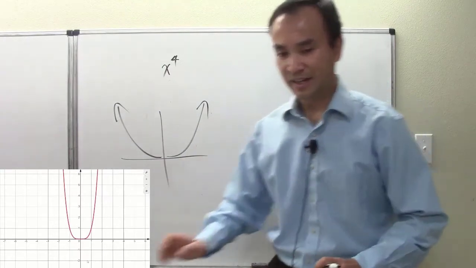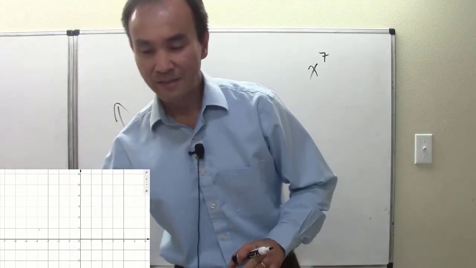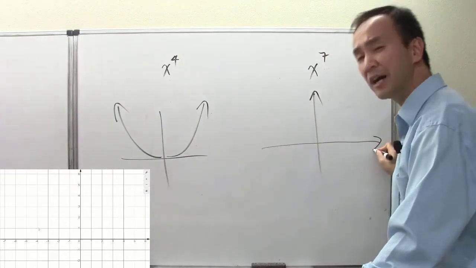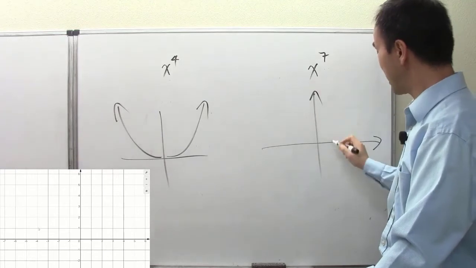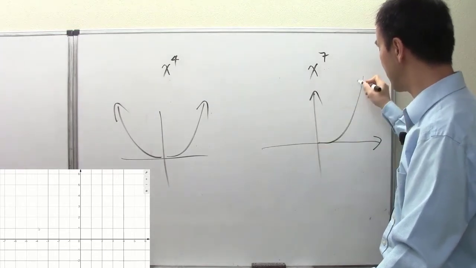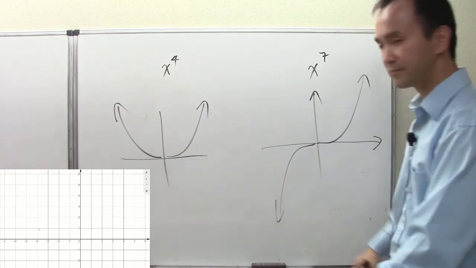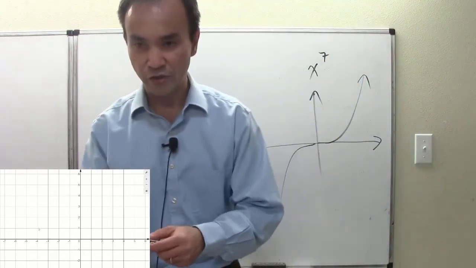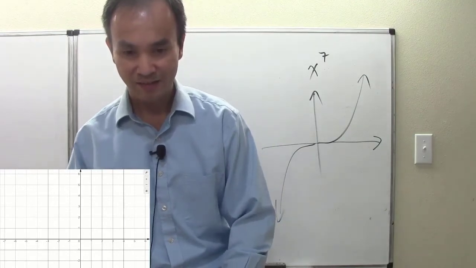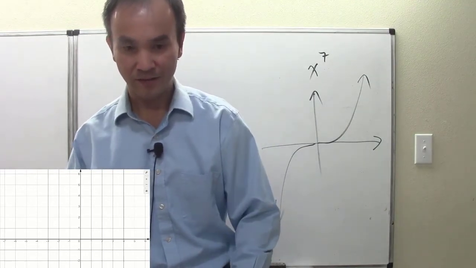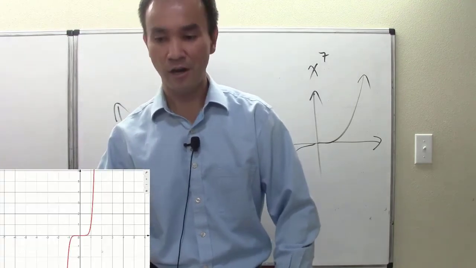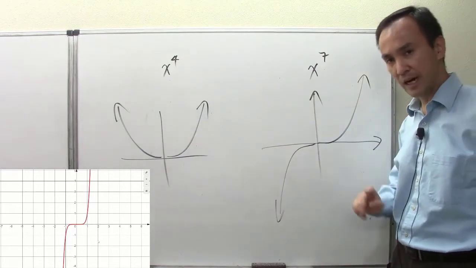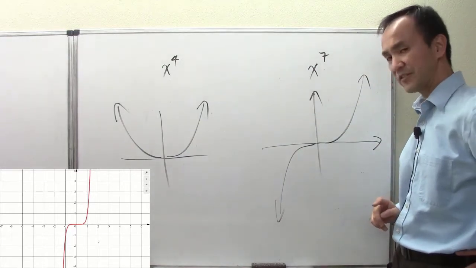All right, and now what about this odd power right here? I must be expecting in my imagination that the right end goes up and the left end goes the opposite way. I'm expecting a shape like that. Let's see if it's true. x to the 7th is right here, almost identical to x to the 5th. The right end points up, and the left end points the opposite way.